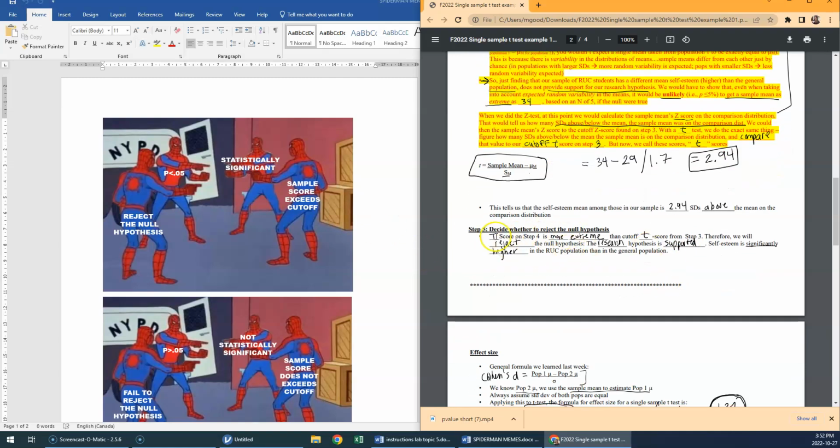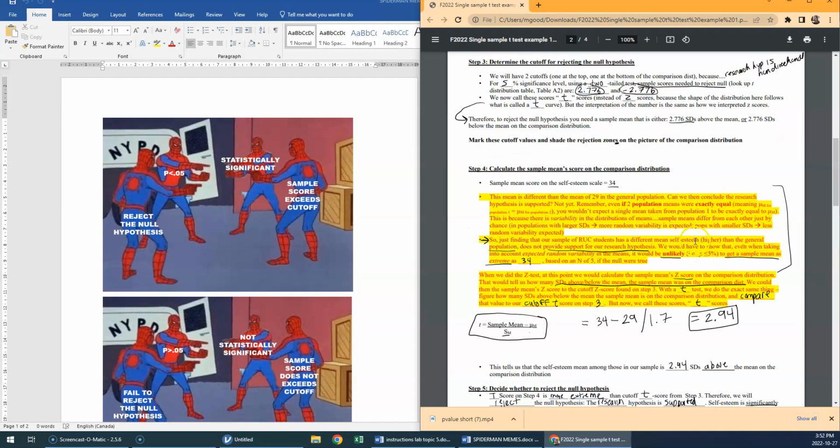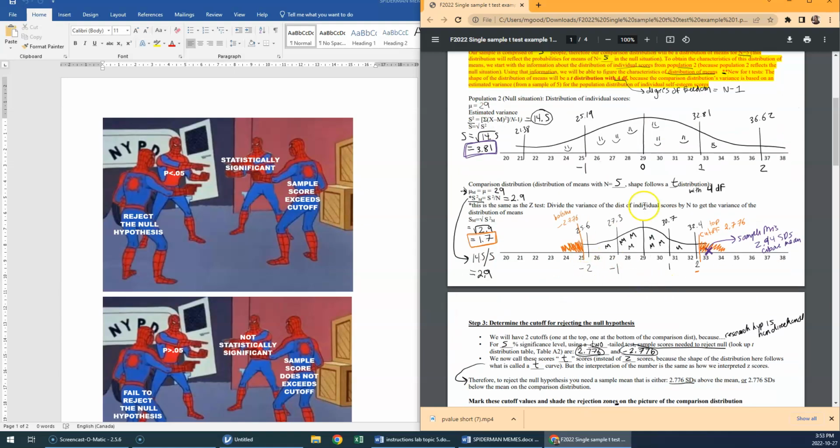We saw that the t-score was more extreme than the cutoff. The t-score from step 4 was more extreme than the cutoff t-score from step 3. You want to see it in picture form, right? Remember, our cutoff was the orange line. Our sample mean fell in the rejection zone. And so therefore that must also mean p was less than 0.05, statistically significant results, sample score exceeds the cutoff, and we reject the null hypothesis.